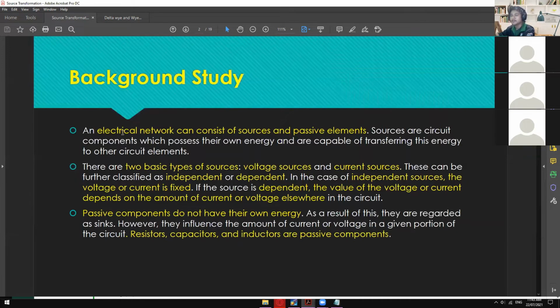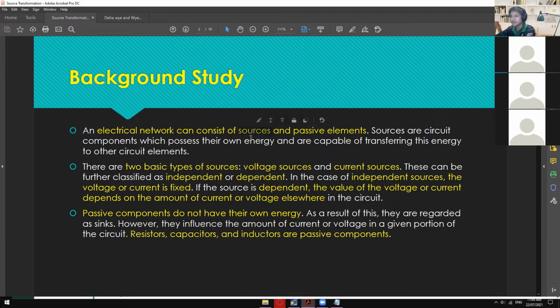So just a little background of the study. An electrical network can consist of sources and passive elements. Sources could be a current source or a voltage source, and the passive elements are of course the resistors, capacitors, and inductors. So those are the only passive components.